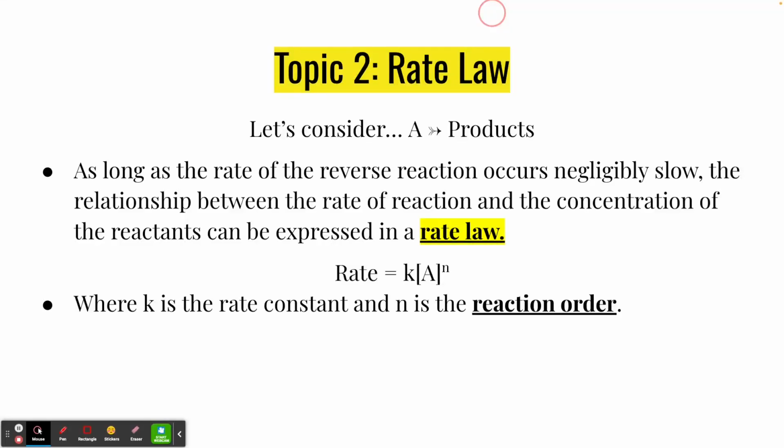So today, guys, we're going to talk about topic 2, which is rate law. So let's consider A will produce some amount of products, and as long as the rate of the reverse reaction is negligibly slow, the relationship between the rate of reaction and the concentration of the reactants can be expressed in a rate law. So a rate law is equal to the rate constant K times the concentration of our reactants, in this case A, raised to the n power, where K is the rate constant and n is what we call the reaction order.